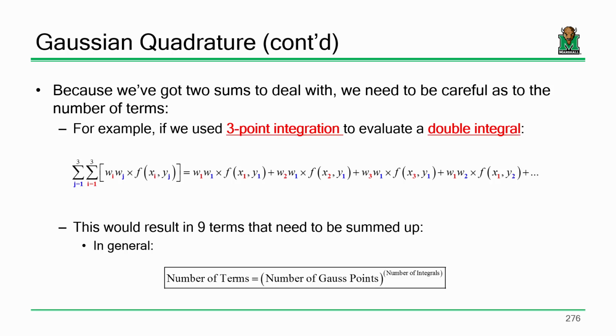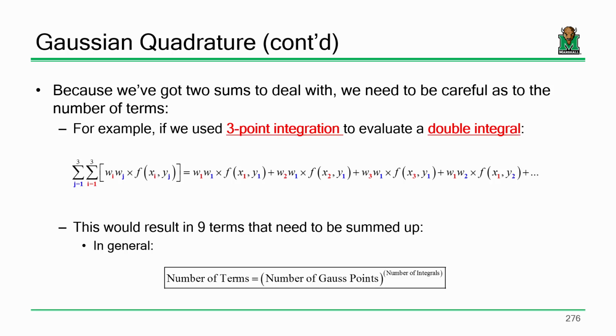So let me ask you this. If we were doing 3-point integration, we would have a total of 9 terms. Does that make sense? Because we'd go through i equals 1, i equals 2, i equals 3, and for each of those we'd have an iteration, right? So in general, if you're doing Gaussian quadrature, how many terms you're going to deal with is the number of Gauss points you're considering raised to the number of integrals. So quick question. If we had a triple integral and we were doing 3-point integration, how many terms would that be?